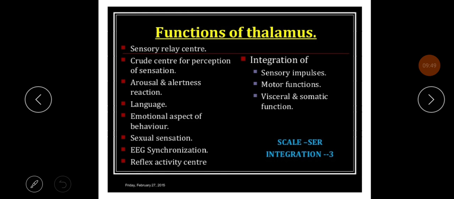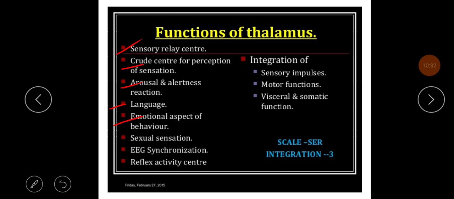The functions of thalamus: the most important is that it acts as a sensory relay center. Most of the modalities of sensation are relayed into the thalamus, except for one sensation, that is olfaction. It is a center for crude perception of any sensation. It is important for arousal and alertness reaction, as it receives information from the reticular activating system, and through the thalamus it alerts the cerebral cortex. It is important for language. This is also important for the emotional aspect of behavior.